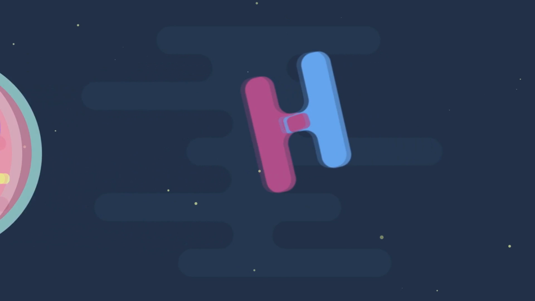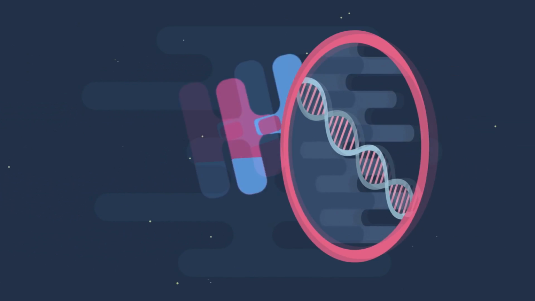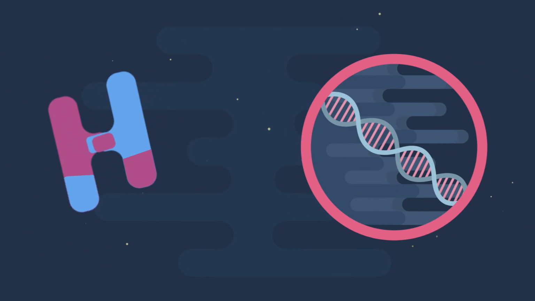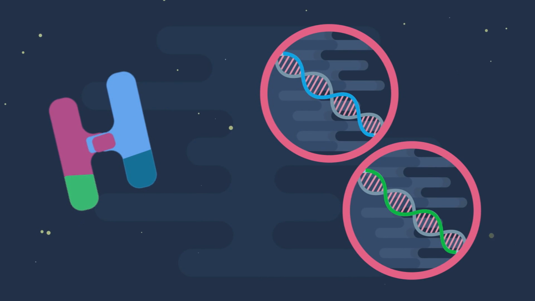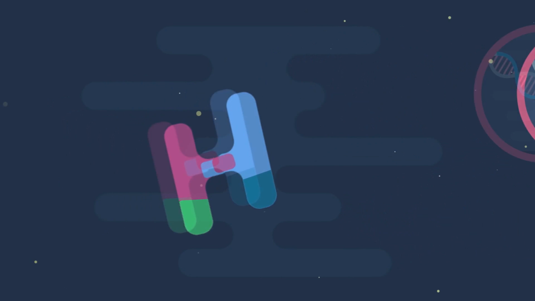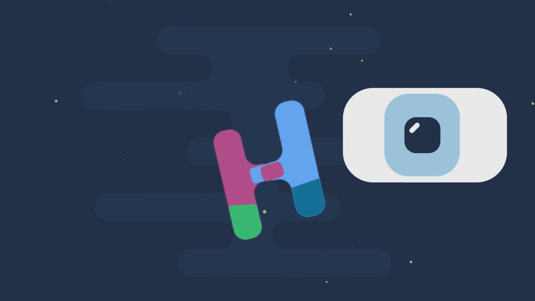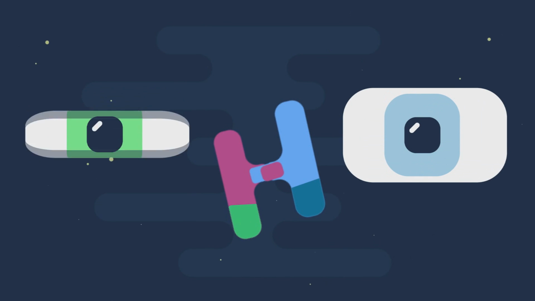These chromosomes are homologous, which means they carry the same genes, but they may have different alleles, which are alternatives of the same genes. So the chromosome from your dad may carry the blue eye allele, and the one from your mum may carry the green eye allele.